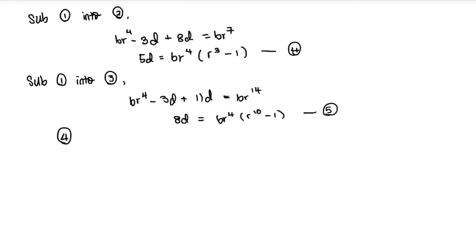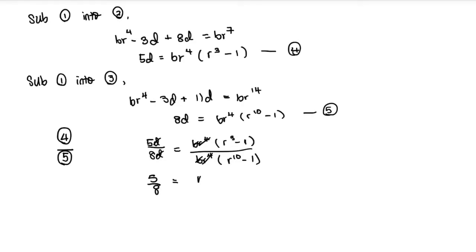Let's just do equation 4 over equation 5. You'll be left with 5d over 8d is equivalent to br to the power of 4 times r cubed minus 1 over br to the power of 4 times r to the power of 10 minus 1. So from here you can see that you can cancel out a lot of constants. You can cancel out the d's, you can also cancel out the b, as well as your r to the power of 4. So you're left with 5 over 8 equals r cubed minus 1 over r to the power of 10 minus 1.